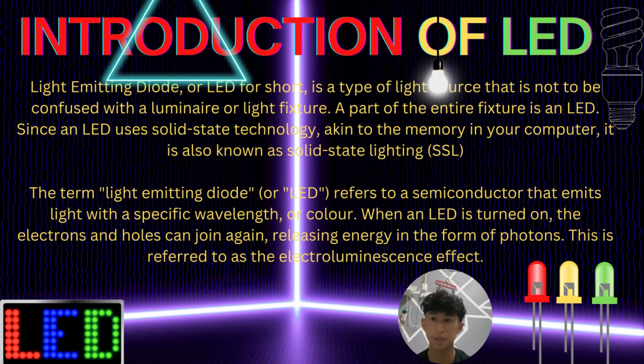The term light emitting diode, or LED, refers to a semiconductor that emits light with a specific wavelength or color. When an LED is turned on, the electron and hole can join again, releasing energy in the form of a photon. This is referred to as the electroluminescence effect.